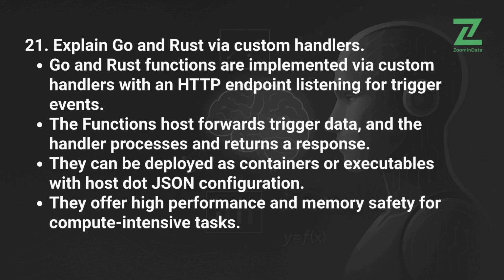21. Explain Go and Rust via custom handlers. Go and Rust functions are implemented via custom handlers with an HTTP endpoint listening for trigger events. The functions host forwards trigger data, and the handler processes and returns a response. They can be deployed as containers or executables with host.json configuration. They offer high performance and memory safety for compute-intensive tasks.